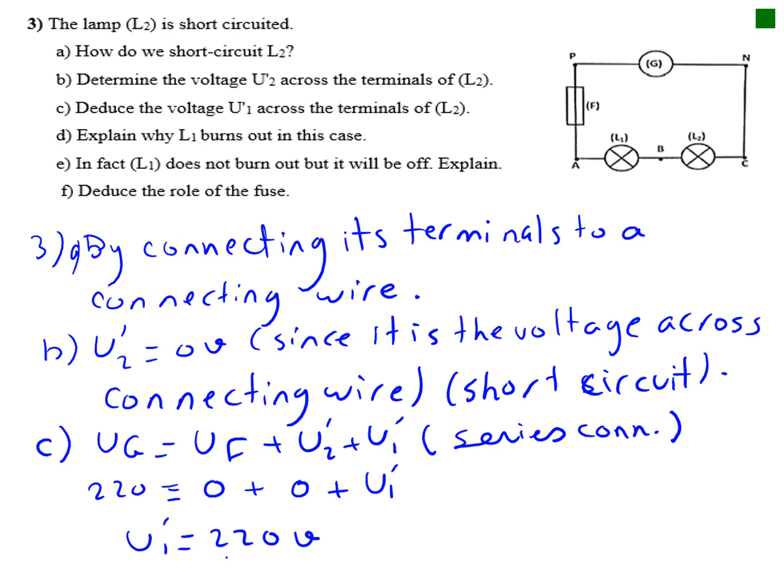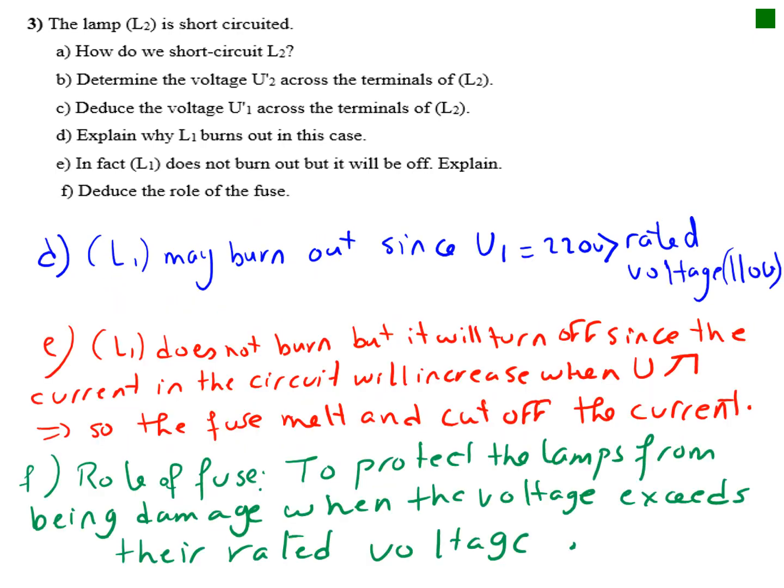C. Deduce the voltage U'1 across lamp 1. U across generator equals U across F plus U across 2 plus U across 1. U across generator 220, U across fuse 0, voltage across short circuit 0, voltage across 1, so U'1 equals 220 volt. Use the law of addition of series connection. D. Explain why L1 burns out in this case. L1 may burn out since voltage across 1 is equal to 220 volt, which is greater than rated voltage, which is 110 volt.